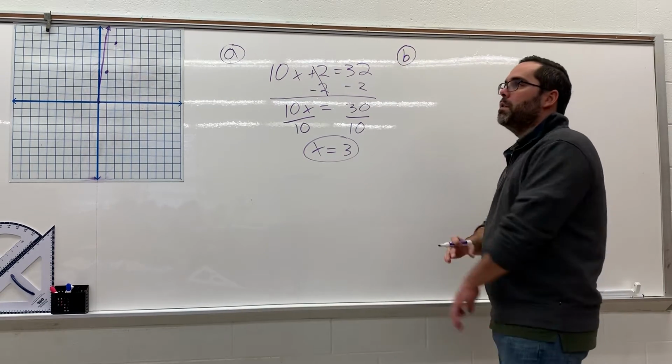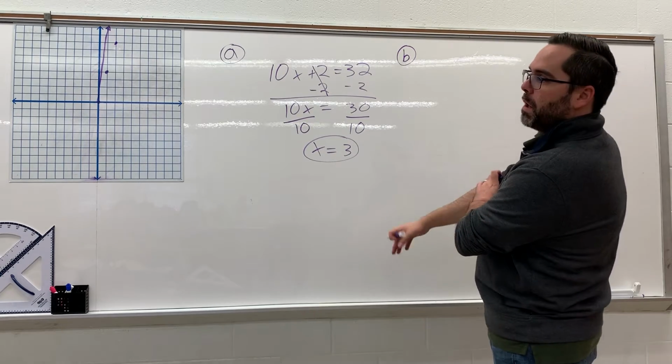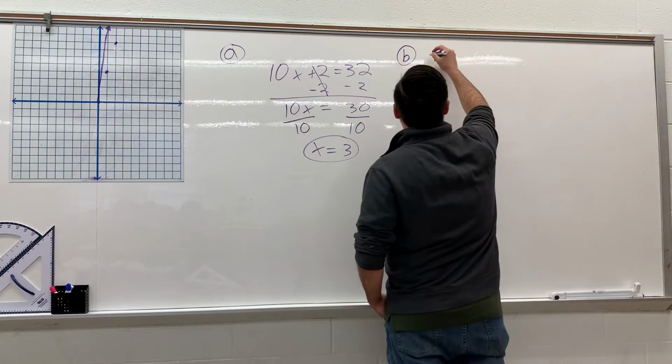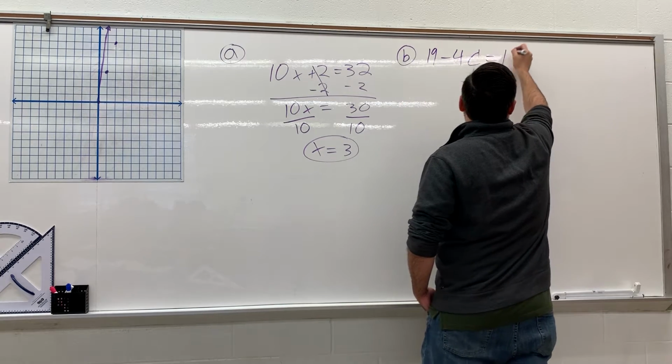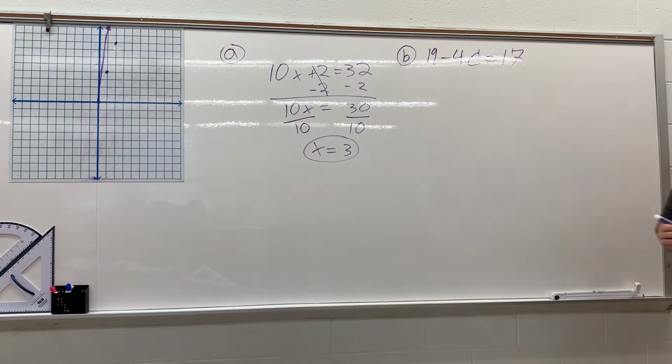Okay, Kylie, can you read me problem B? 19 minus 4c equals 17. All right. This is another example. Now we have multiplication and subtraction.